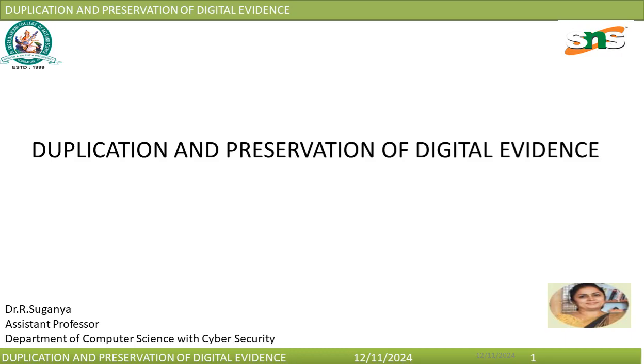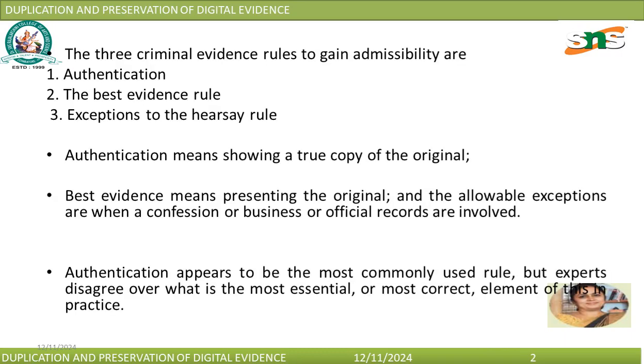Today, we are going to talk about duplication and preservation of digital evidence. The three criminal evidence rules to gain admissibility are authentication, the best evidence rule, and exceptions to the hearsay rule. Authentication means showing a true copy of the original. Best evidence means presenting the original, and the allowable exceptions are when a confession or businesses or official records are involved. Authentication appears to be the most commonly used rule, but experts disagree over what is the most essential or most correct element of this practice.